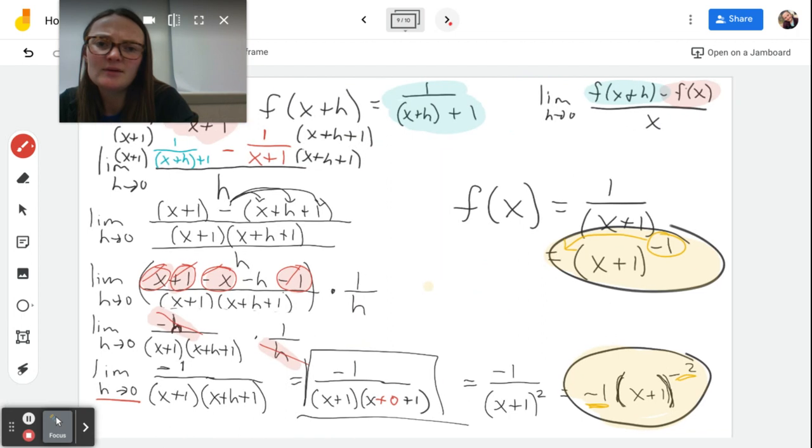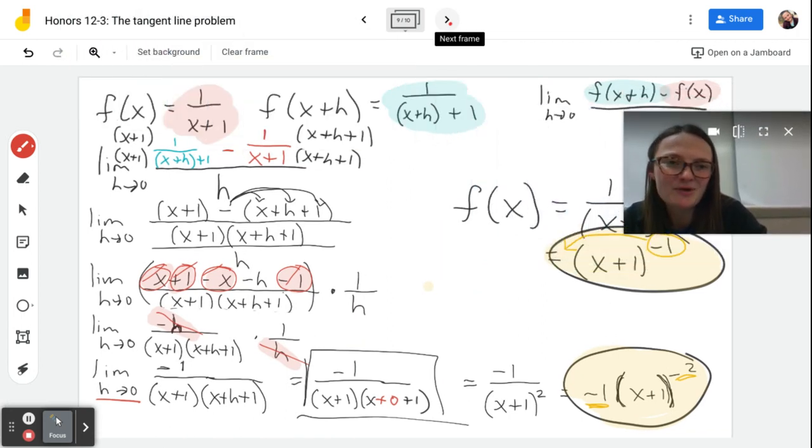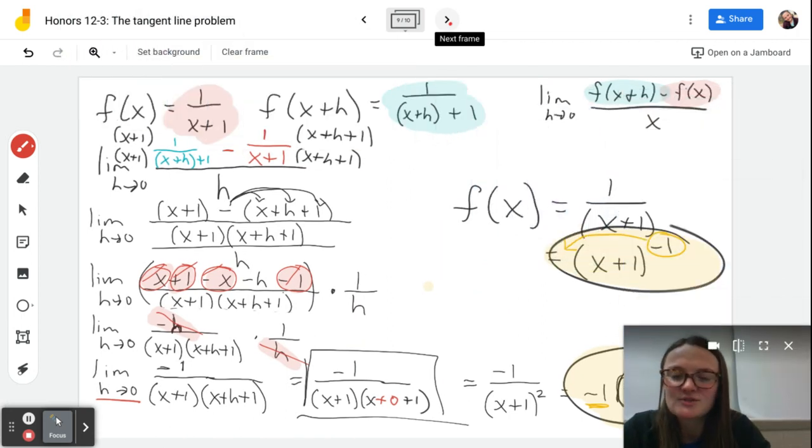We left off with one really difficult problem here. It was a good exercise: we tried to find the derivative of 1 over x plus 1. The same process is going to apply here. A lot of algebra going on, but I'll have you look at that on your own. That's pretty much all we did today.